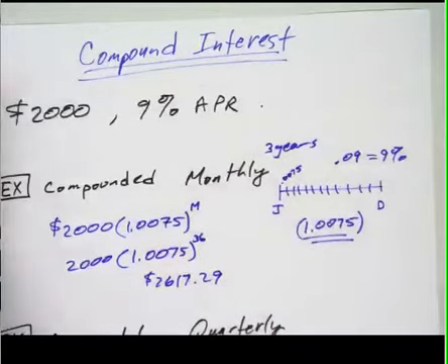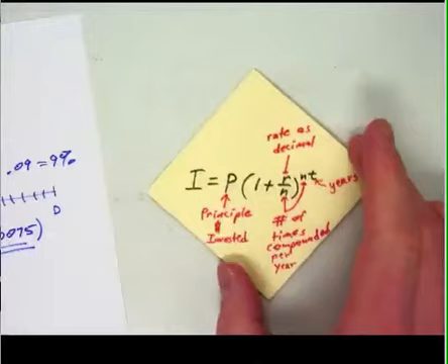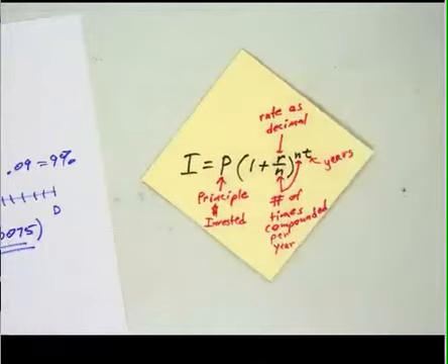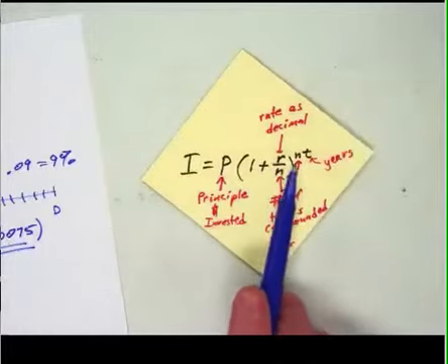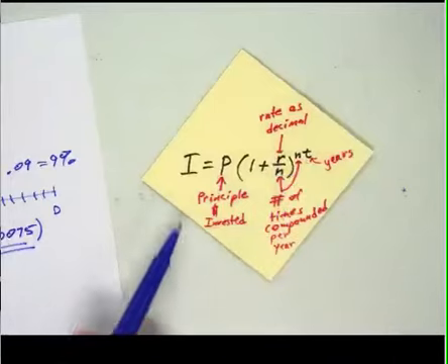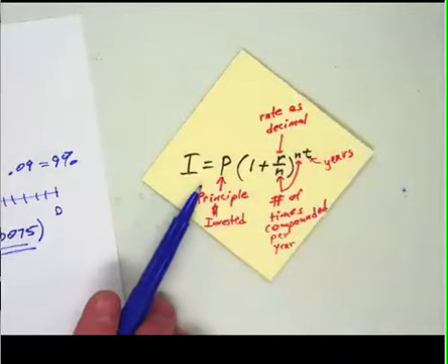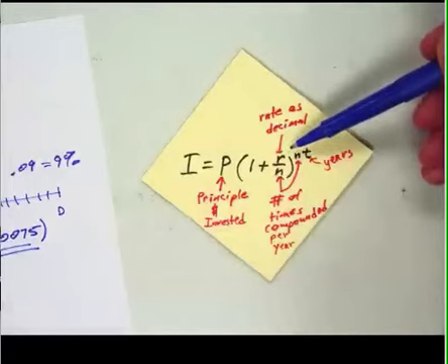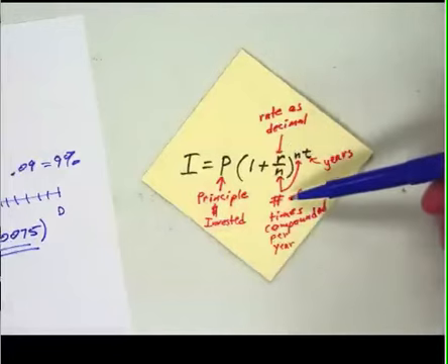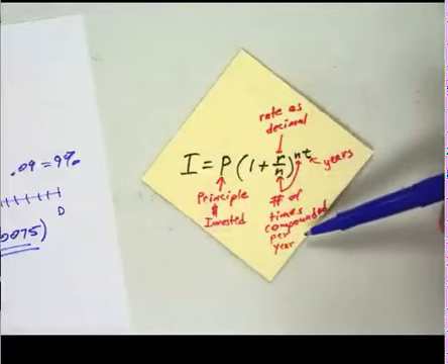Now there is an equation way to do this, and so you may want to pause the video and write down this equation, but this equation can calculate all of that for you. It's I equals P times 1 plus R over N to the NT power. Now, P, principal, that's the money that you're putting in the bank. R is your rate as a decimal. Again, that's key. You've got to change your annual rate into a decimal, and then you're going to divide that number by the number of times it's compounded per year.